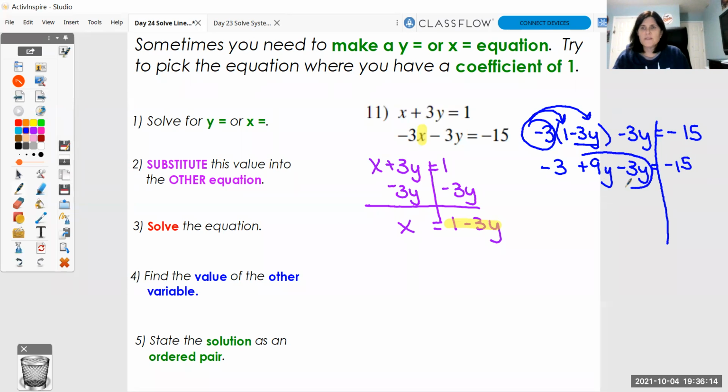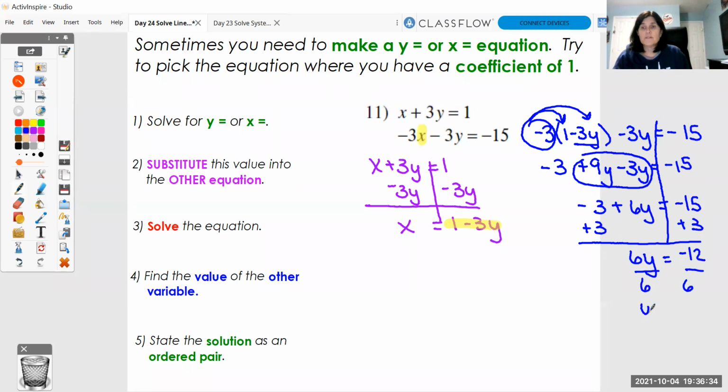I have to group together my like terms here. -3 plus 6y equals -15. Then I'm going to add 3 to both sides. Remember to use your calculator to try to avoid calculation errors. You end up with -12. I'm going to divide both sides by 6, and I end up with y equals -2.